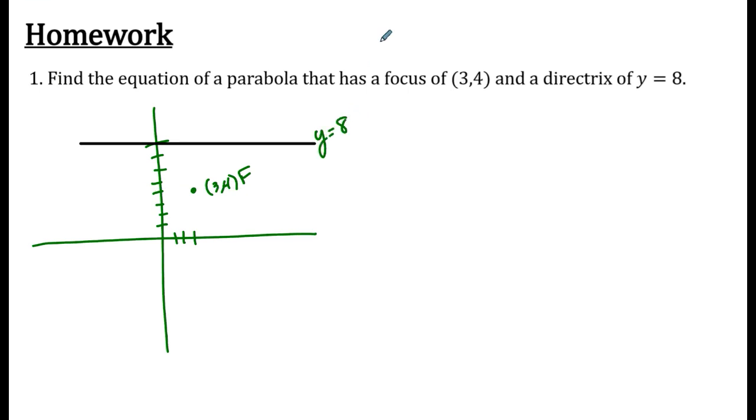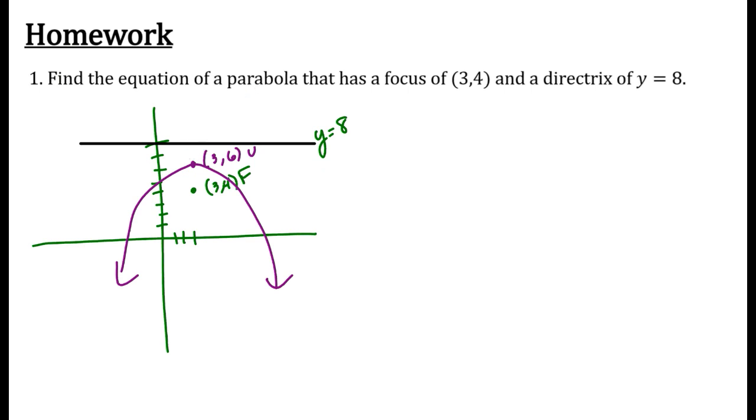So in class, we said, well, the first thing that we've got to do is find the vertex, which is the midpoint between the focus and the directrix. So if that's y equals 8 and that's y equals 4, that's going to be (3, 6), because 6 is in between 4 and 8. So I've got my vertex now. And my parabola definitely has to be concave down. It has to be concave down because I can't touch that directrix.